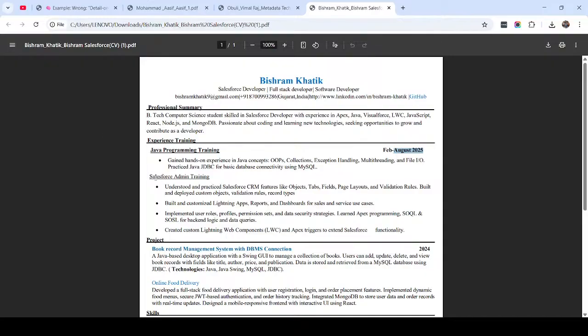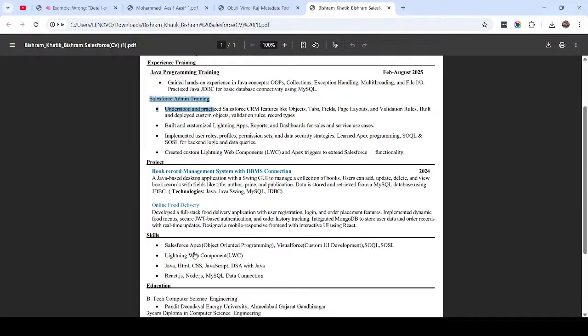And please make this bold. If you have made this heading bold, and experience, then please try to make this heading also bold. Project is there, Book Record Management System. Okay, this is there. Please see to it.